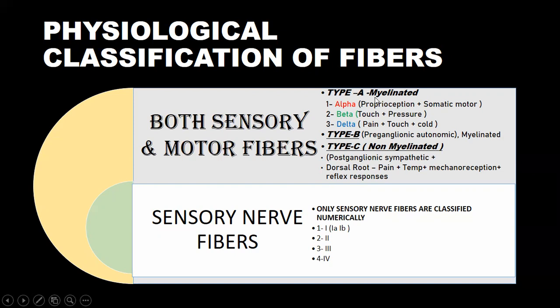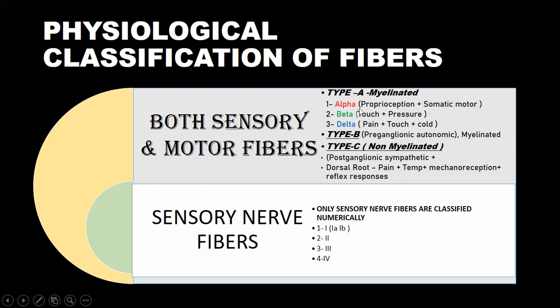We have type A, that is myelinated. MCQs come from here. Type A is of 3 types: alpha, beta, gamma. Alpha is for proprioception and somatic motor function. We can make it somatic motor function, that will be better to understand. Then we see beta, that is touch and pressure reception. Then we have delta, that is pain, touch, cold, and temperature.